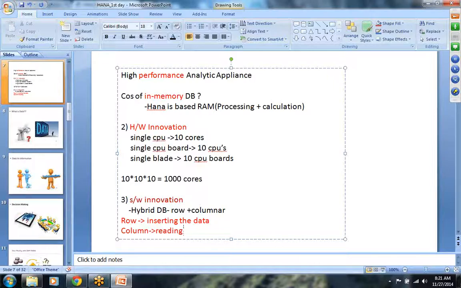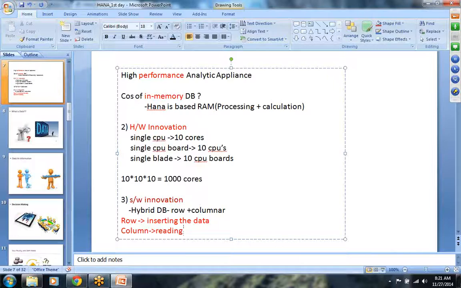because the performance is actually based out of three concepts here. One is in-memory database, that is based out of RAM. Second one is hardware innovation. Third one is software innovation. What is the software innovation here? That is nothing but hybrid database because it uses both row and columnar structure. Row is for inserting the data and columnar structure is for reading the data. So while reading it uses the column, so it is much faster. So because of these three functions, the performance is high.